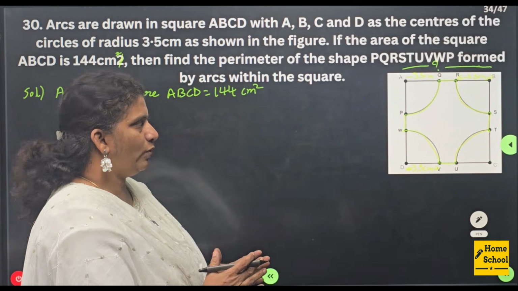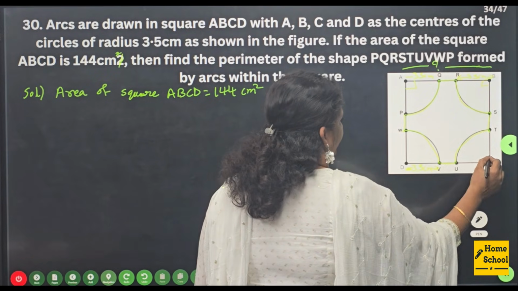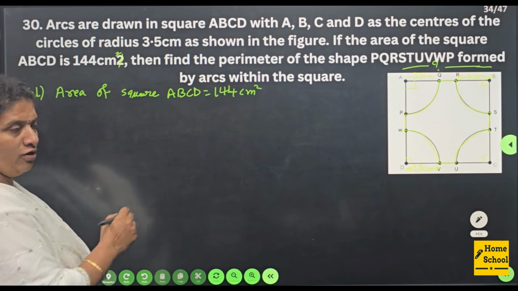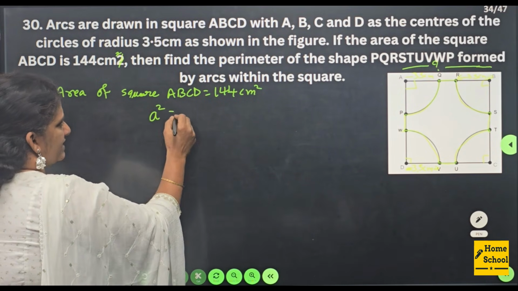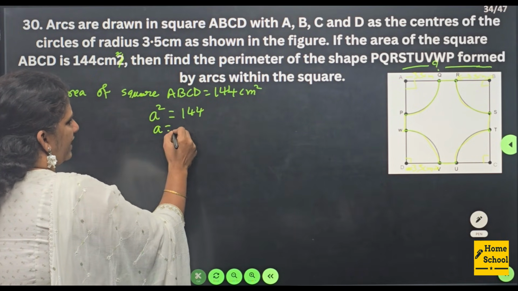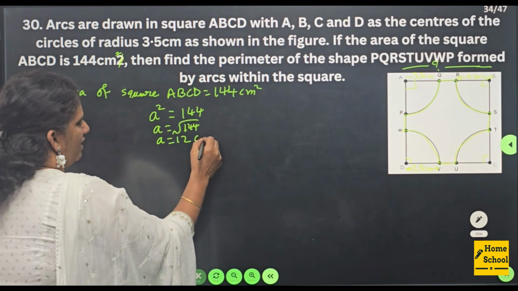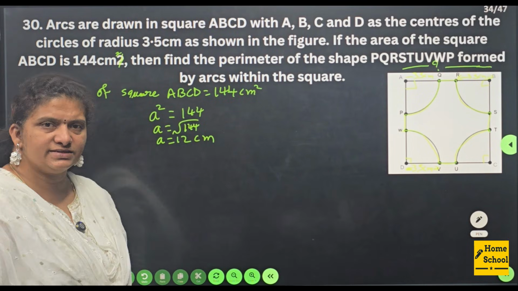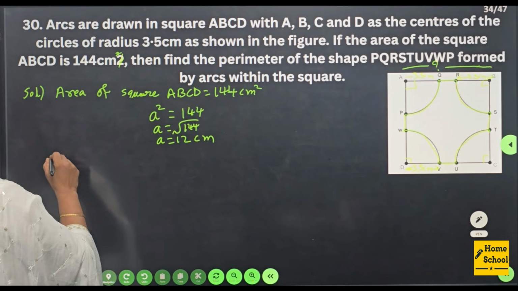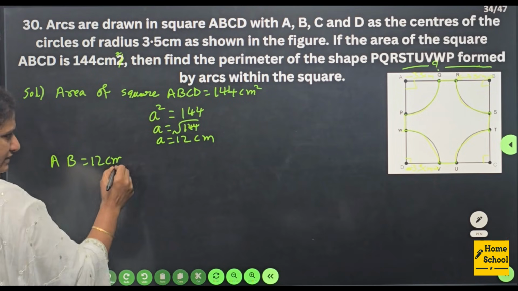Okay, in a square we know each angle is 90 degrees. We know the area, right? What is the area of a square formula? a square. Let the side length be a. a square is 144. Then what is the square root of 144? That will be 12, 12 twelves are 144. a is 12. So this side length, any side you can take, AB is equal to 12 centimeters.